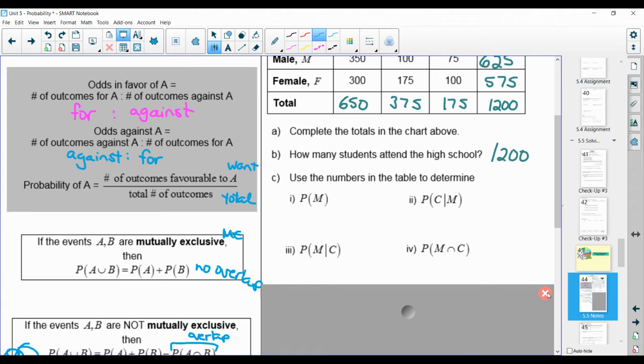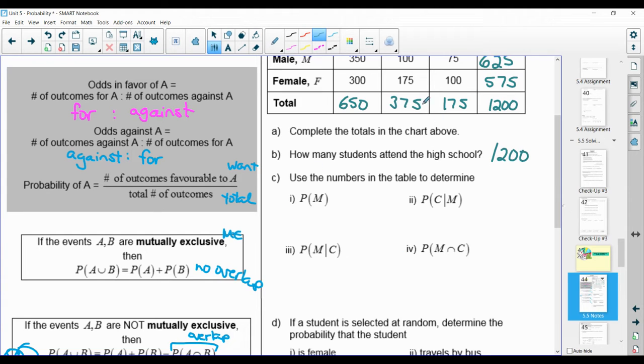Now let's look at some probabilities here. It says, use the numbers in the table to determine the probability of M. Well, the probability of M is the probability of someone being male. If we look at our chart here, there are 625 males, so 625 males out of 1,200 students. And if we reduce that, that gives us 25 over 48.